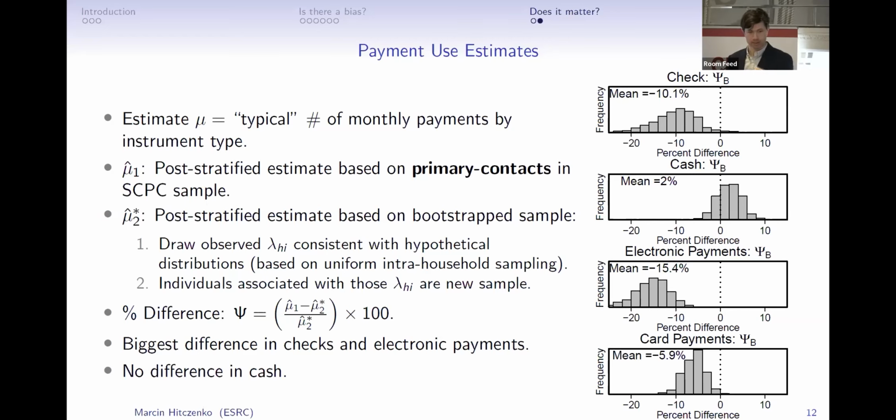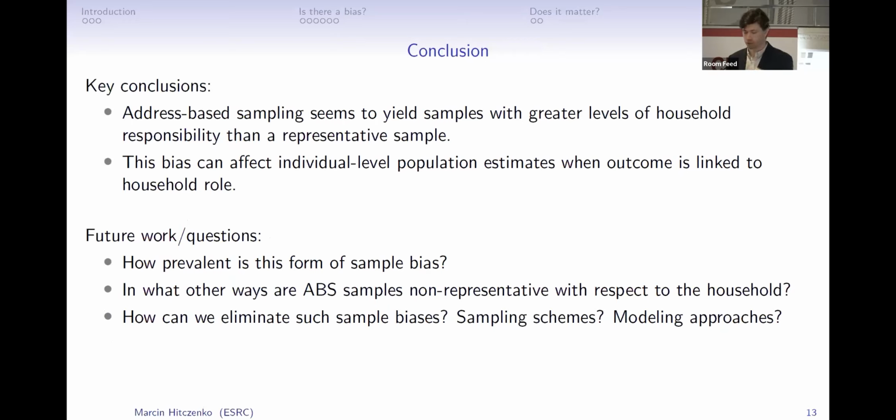So that's what I have. The conclusion again is that address-based sampling, I think, seems to yield samples with greater levels of household responsibility, and that this does seep into inference, in this case, on the frequency of payment instrument use.